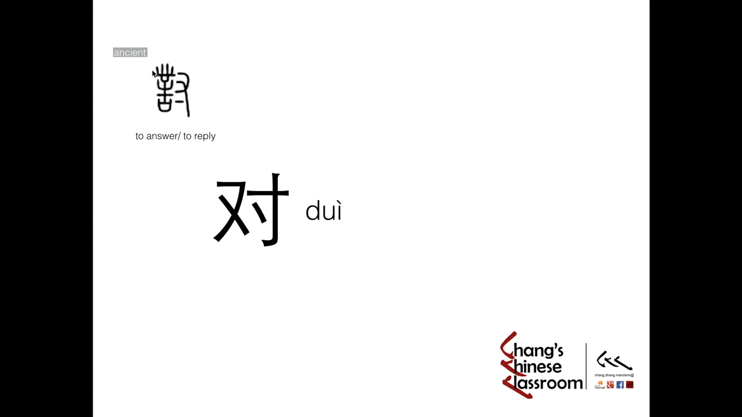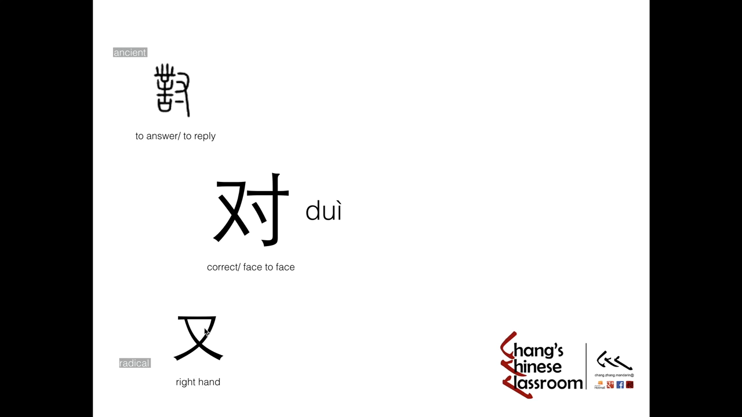Later on it was simplified almost too much to this shape, so let me just explain the modern one. The modern meaning of this character normally refers to correct or face to face. The left part is this 又, which functions as the radical of this character, and when 又 functions as a radical, it means the right hand.